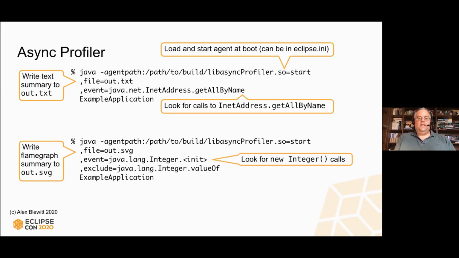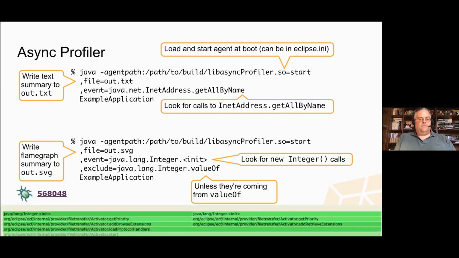In this particular case, we're looking for calls to new Integer, but we're excluding the ones that come from valueOf, because valueOf, if it's not in the lookup, will call new Integer inside there. Actually, I did this just as a test yesterday, and I discovered that there were a couple of issues where we hadn't fixed some of those, so I raised a bug and provided a patch for that.